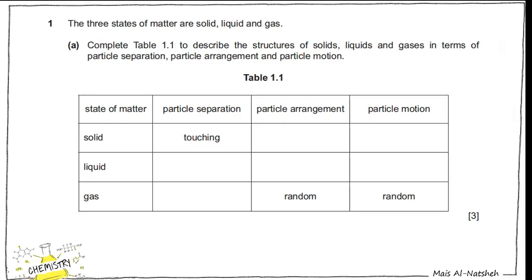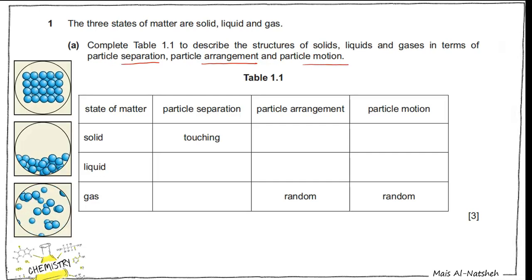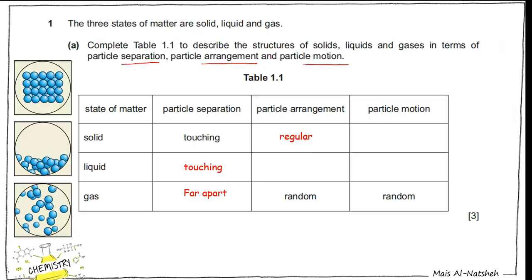Complete table 1.1 to describe the structures of solids, liquids, and gases in terms of particle separation, particle arrangement, and particle motion. Now, for the particle separation in the solid state, particles are touching. In the liquid state, also particles are touching, but in the gaseous state, particles are far apart from each other. Now, for particle arrangement, in the solid state, particles are arranged in a regular pattern, making a lattice, but in the liquid state, particles are randomly arranged.